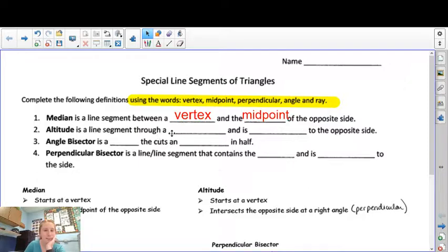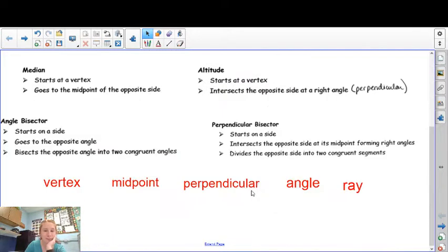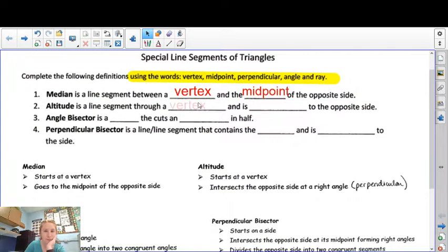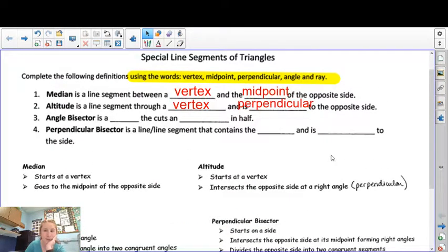Altitude is a line segment through a blank and is blank the opposite side. Starts at a vertex, intersects the opposite side at a right angle, and I see the word perpendicular in parentheses. It's a line segment through a vertex and is perpendicular to the opposite side.